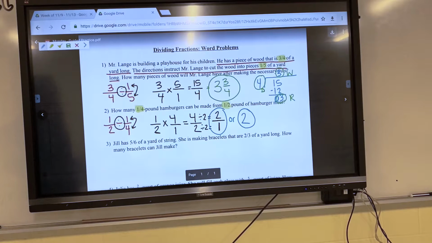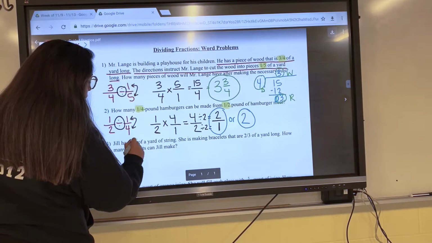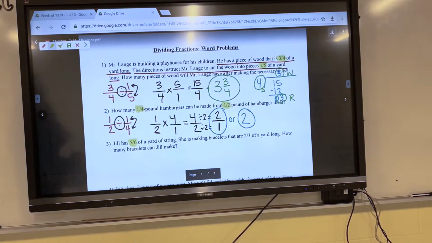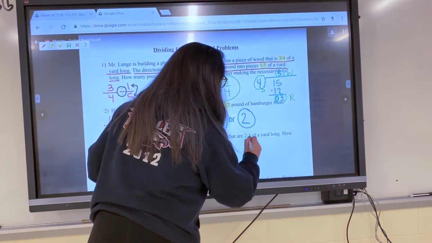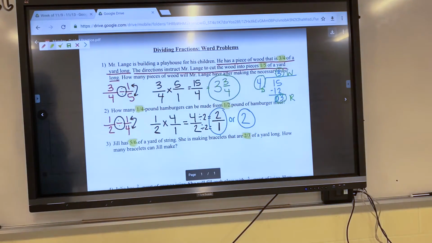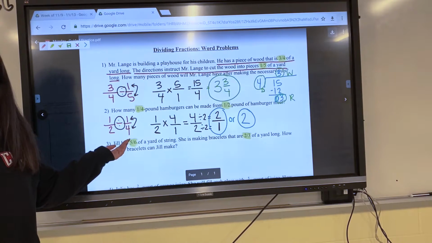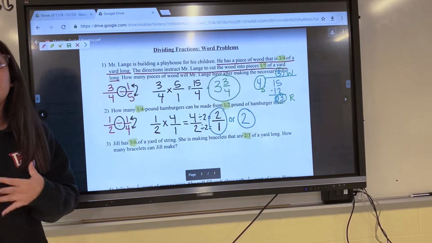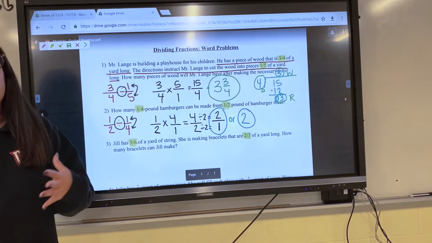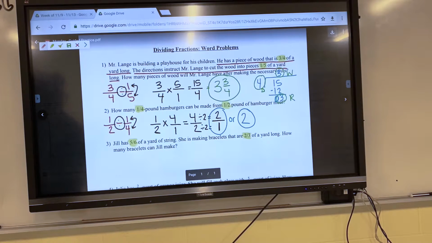All right, so now we're going to do number 3. Number 3 says, Jill has 5/6 of a yard of string. She is making bracelets that are 2/3 of a yard long. How many bracelets can Jill make? So again, we need to figure out which number we are dividing, because it's not always going to be the first number in the problem, which was proven in question number 2. So we actually have to read the problem and figure out what number we're dividing and what number we're dividing by.